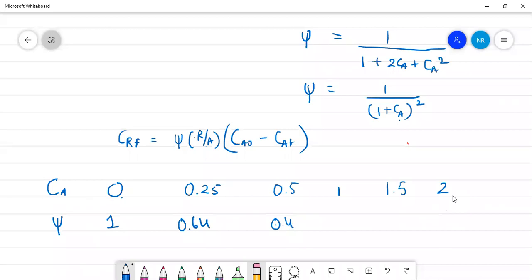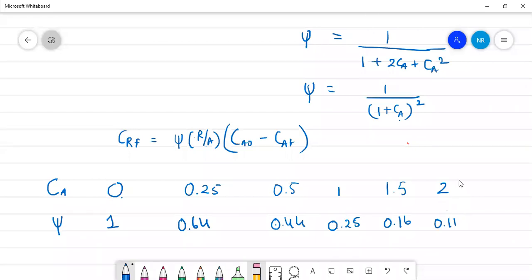Some will start from here, some will start from here. Okay, very good, students. 0.44. So for 1, 0.25, very good. So for 1.5, 0.16. Okay, very good. And the last value, 2, 0.11. Okay, done. Very good, students.